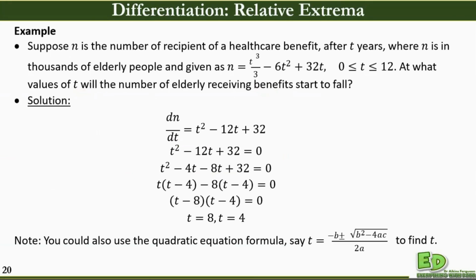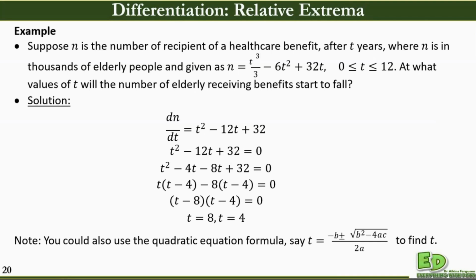Let's look at the final part of the session, which is also the application of what we've learned under relative extrema. Suppose n is the number of recipients of the healthcare benefits after t years, where n is in thousands of elderly people and given as n is equal to t cubed over 3 minus 6t squared plus 32t. The range is 0 is less than t is less than 12. At what values of t will the number of elderly receiving benefits start to fall?